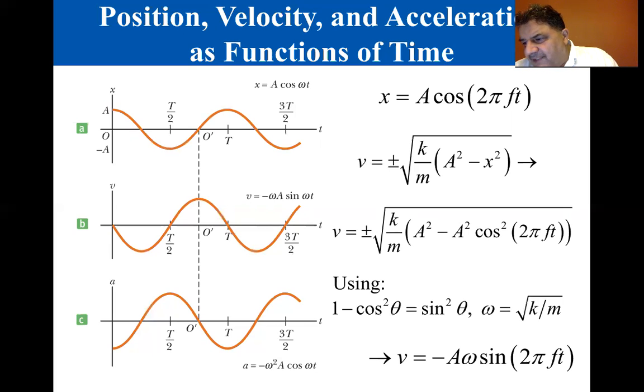We don't need the plus and minus sign anymore because the sine can take both positive and negative values. So the velocity is equal to minus A omega sine 2 pi f t. Now, for those of you that know calculus, if we write x equals A cosine omega t, you'll see that the velocity is the first derivative, so v is equal to minus A omega sine omega t. If you don't know calculus, that's fine. Don't worry about it.